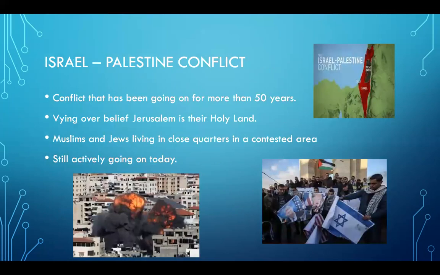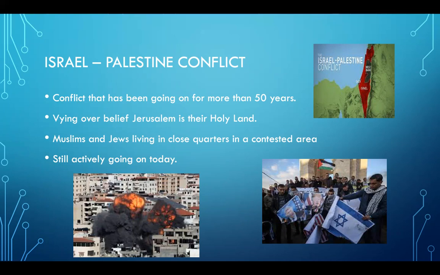All right. So, for the religious conflict example, we're going to talk about the ever famous Israel and Palestine conflict. So, this has been a conflict that's been going on for more than 50 years between the Israelis and the Palestinians. Both groups are vying over the belief in their religion that Jerusalem is their holy land. This is an issue because when you have the Jewish population in Israel believing that Jerusalem's their holy land, and you have the Muslim population in that same area believing that, that's going to cause war.